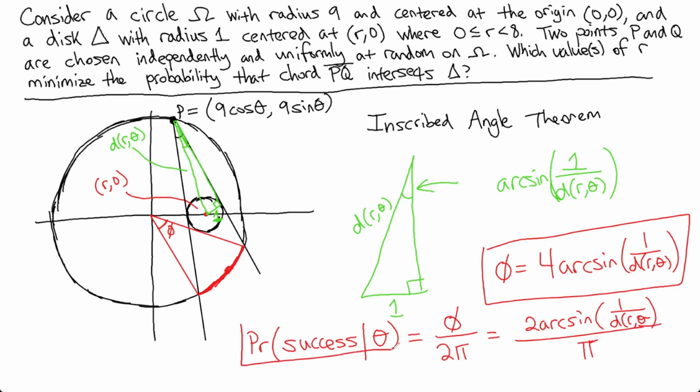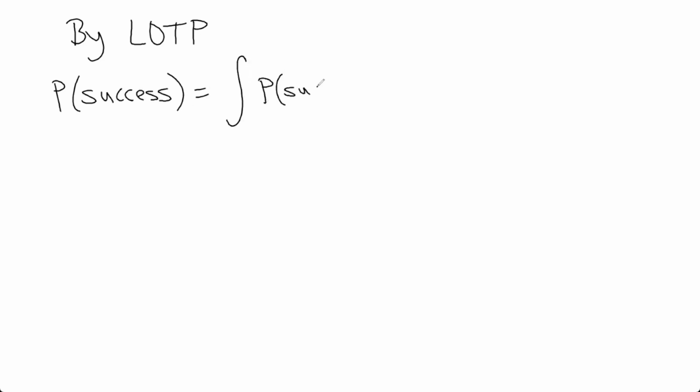Now, of course, we don't really care all that much about the probability of a success given theta. We just want the unconditional probability of a success. So to determine that, we're going to use the law of total probability. By the law of total probability, we can say that the probability of a success is the following integral. It's the quantity we just found times the probability density function of theta d theta.